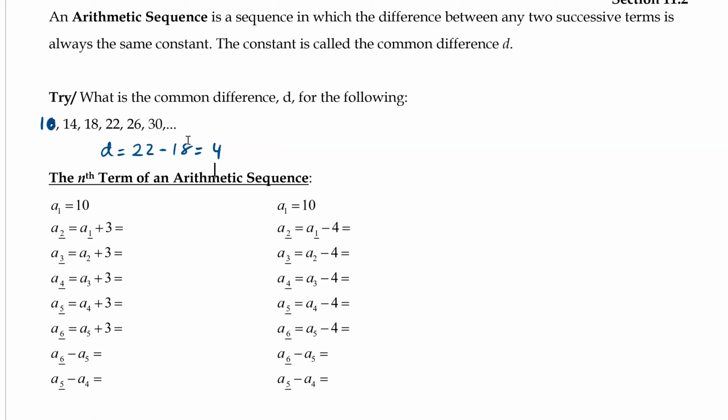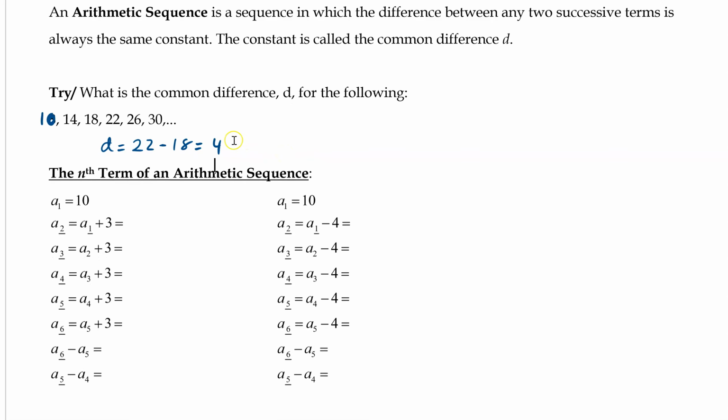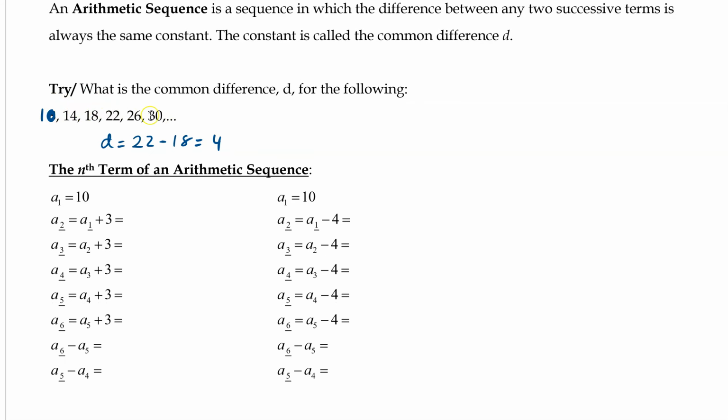And that's what makes it arithmetic. Common difference. They all have a difference of 4. So to create an arithmetic sequence, all you would have to do is take that difference and continue it through the whole problem. So in this case, we're adding 4 to each one.